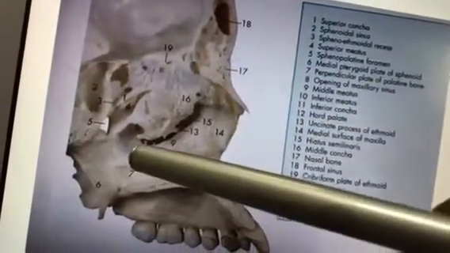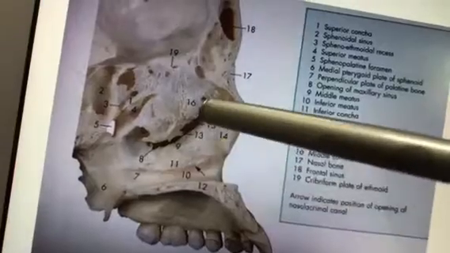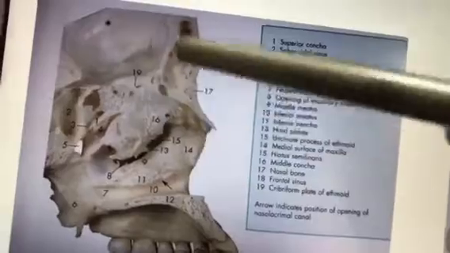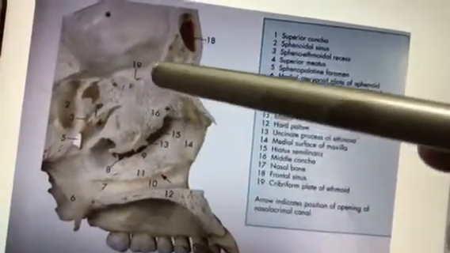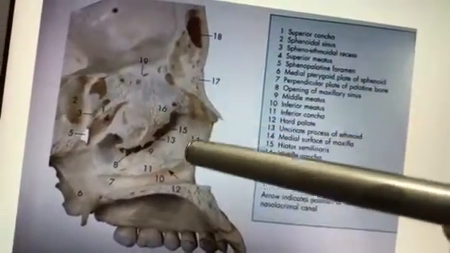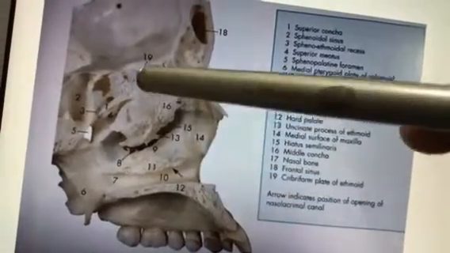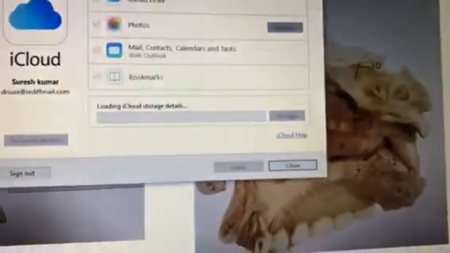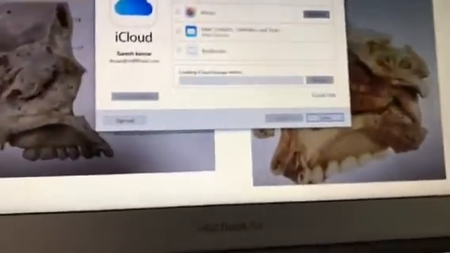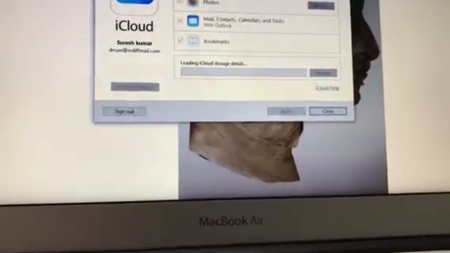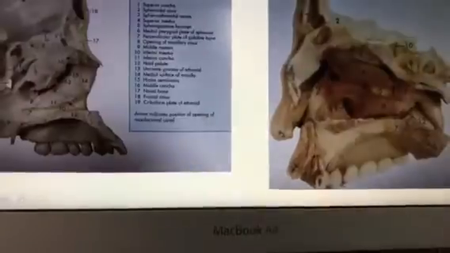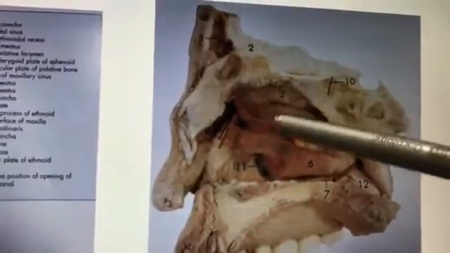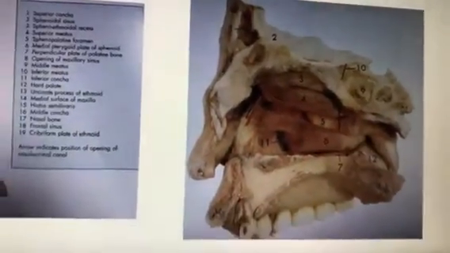So this uncinate process of the ethmoid forms the hiatus semilunaris. These projections are called the uncinate process of the ethmoid. So if somebody asks you about the bones forming the lateral wall of the nose, you should write maxilla, perpendicular plate of palatine bone, and ethmoidal bone. These are the bones you are supposed to write. So superior and middle concha are parts of the ethmoid bone, and the inferior concha is a separate bone.